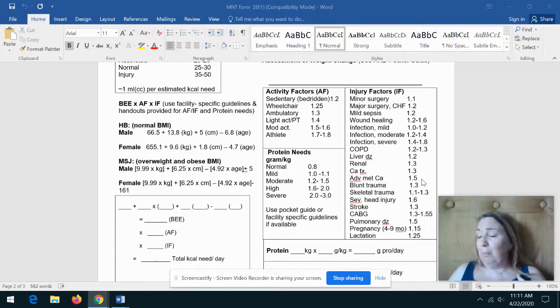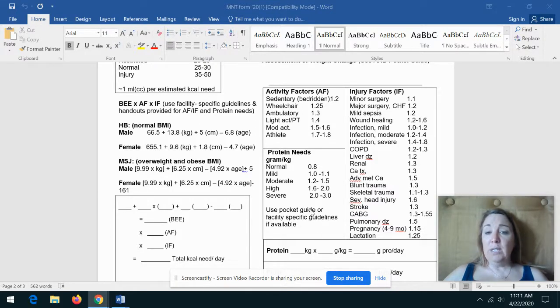If you have any questions about those injury factors, please let me know. So again, we're doing our baseline calculations here using the patient's weight in kilograms, their height in centimeters, and then their age. And then we're assigning them an activity factor, and we're assigning them an injury factor. And that's going to give us the calories that they need per day.